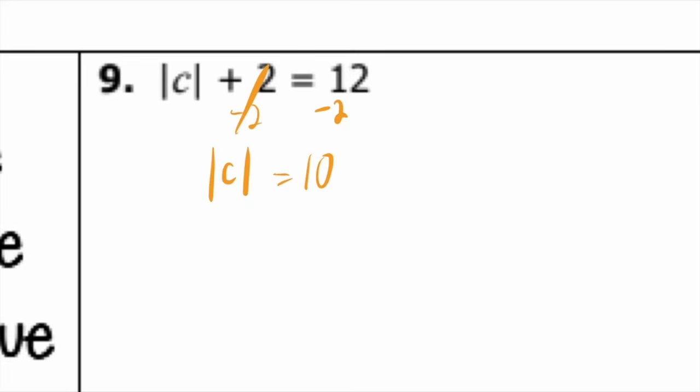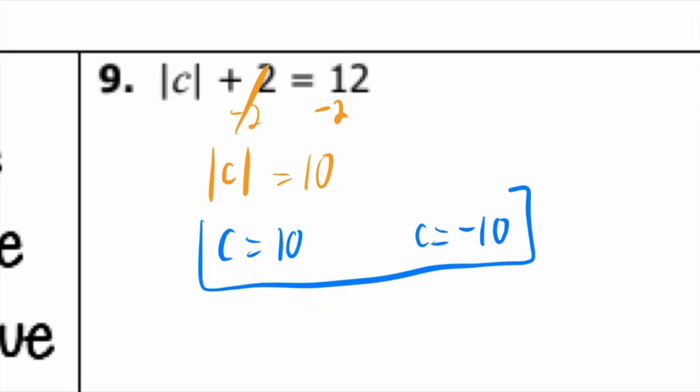And so now that the absolute value is the only thing on that side of the equal sign, I'm going to make my two equations here to factor in the fact that there's two ways to be 10 from something. You could be at 10 or you could be at negative 10. And now my variable is actually by itself. There's no more math to do because I have c equals 10 and negative 10.